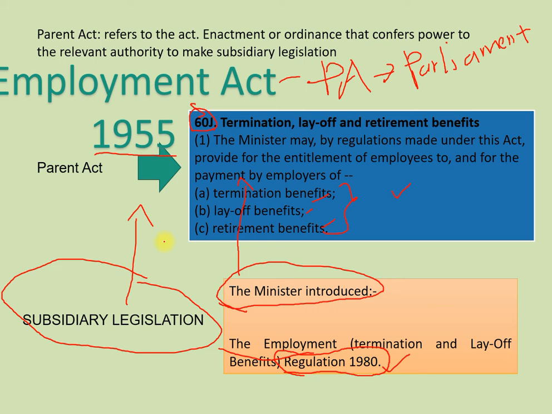One condition of subsidiary legislation is that it must be consistent with the Parent Act, and it cannot be ultra vires. Cannot be ultra vires means the subsidiary legislation cannot act above the Parent Act. It cannot be inconsistent with or above the power given by the Parent Act.